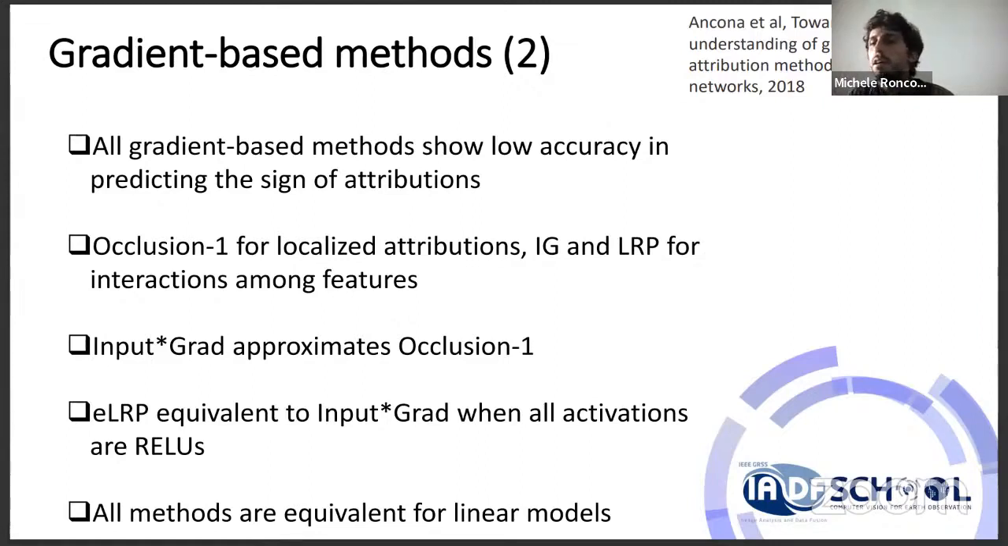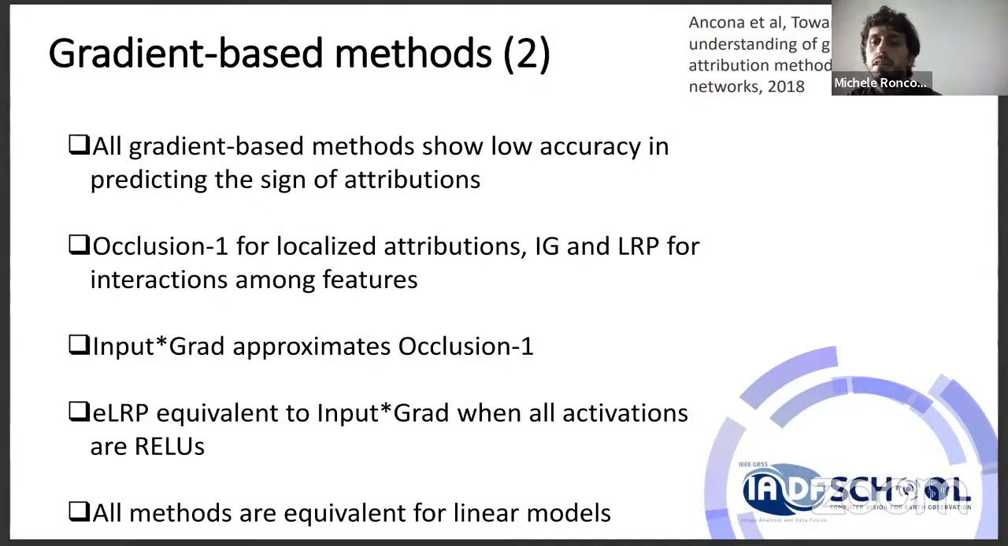They also find that input times gradient, which is another explainability method that just takes the gradient and multiplies it by the input, gives an outcome very similar to occlusion one. So the saliency map that one obtains is very similar in the end. And actually, sometimes it is shown in other papers that it is also very similar to integrated gradients, as one might expect, since the difference is just taking the integral over the whole linear path.